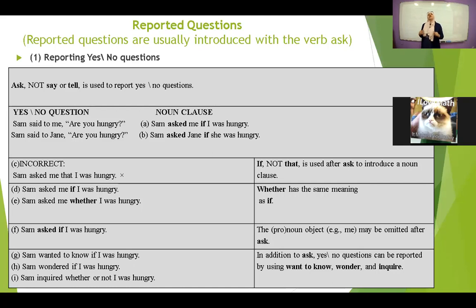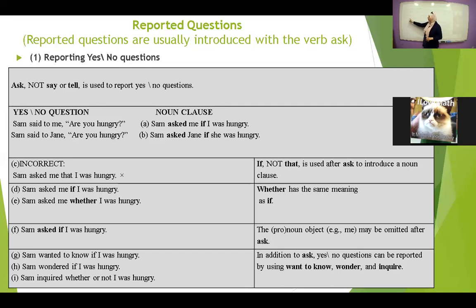But if the question starts with why, when, where, what, who, how often, how many, we call these WH questions. And the structure is different. Now, we start with reporting yes/no questions. Yes/no questions, the answer is either yes or no, and it starts with a helping verb, an auxiliary or a modal verb.